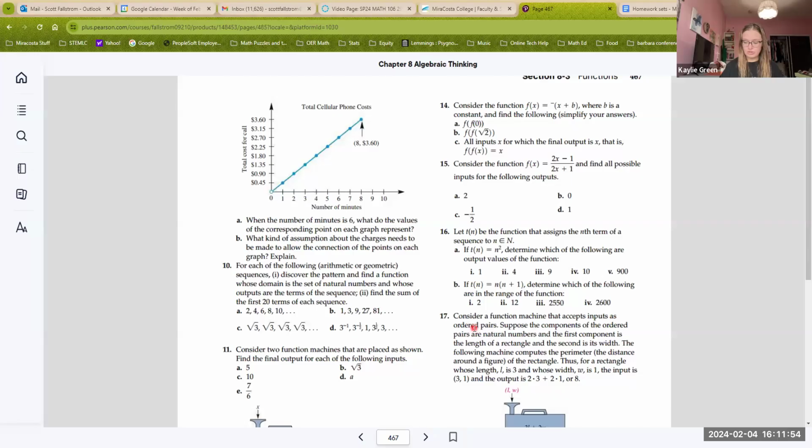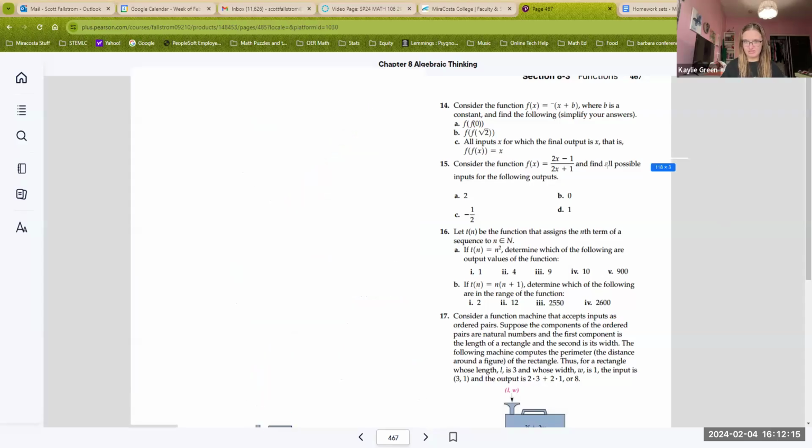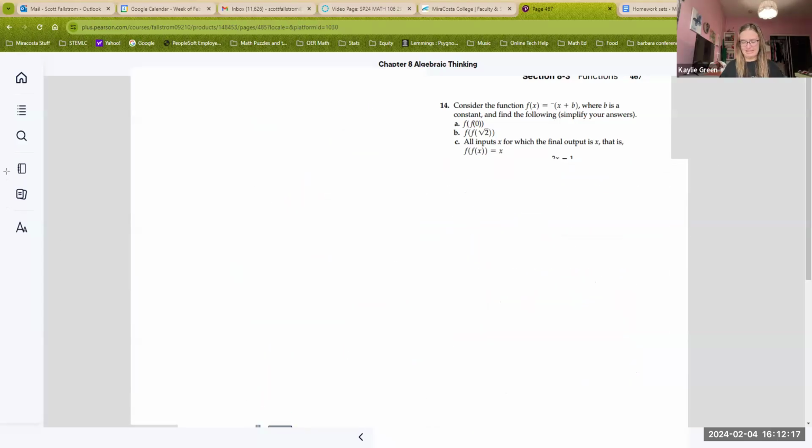And I know for 14, I watched the video, so I got C. But I think all the parentheses are really throwing me off. So I feel like if we do either A or B, one of them, because I think the parentheses are just throwing me off. All right. Well, C made a little bit of sense, but we'll just color code it then.